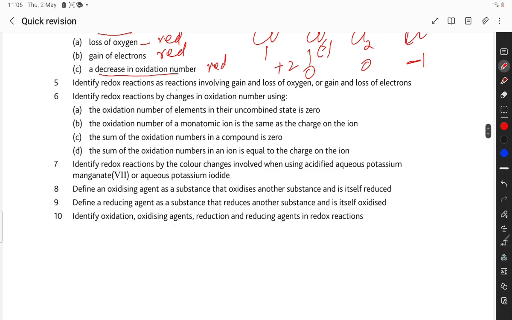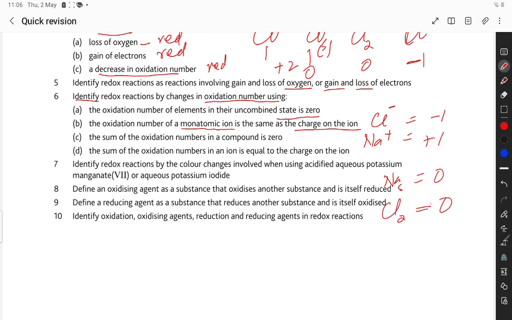So these are the reduction reactions. Identify redox reactions as reactions involving gain and loss of oxygen, gain and loss of electrons. Identify redox reactions by changing oxidation number, using the fact that the oxidation number of elements in their uncombined state is 0. All these points are written over here. The oxidation number of a monatomic ion is the same as the charge on the ion. For example, chloride ion, the oxidation number is minus 1. Sodium ion, oxidation number is plus 1. Sodium metal, oxidation state is 0. Chlorine molecule, oxidation number is 0.